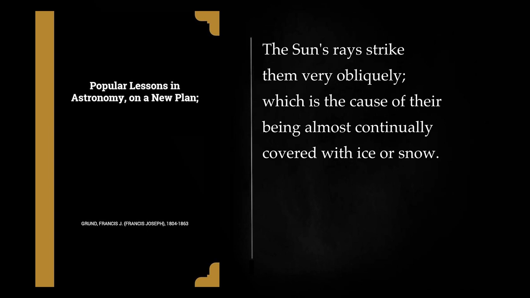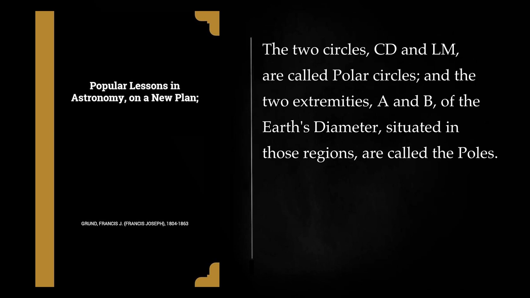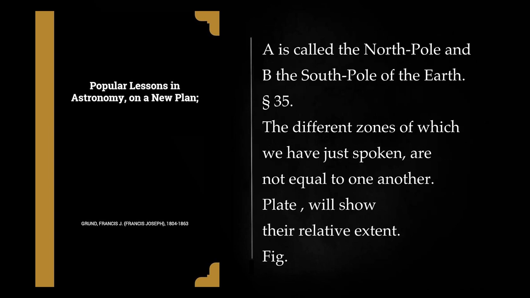The sun's rays strike them very obliquely, which is the cause of their being almost continually covered with ice or snow. The two circles, CD and LM, are called polar circles, and the two extremities, A and B, of the Earth's diameter, situated in those regions, are called the poles. A is called the North Pole and B the South Pole of the Earth. Section 35. The different zones of which we have just spoken are not equal to one another.